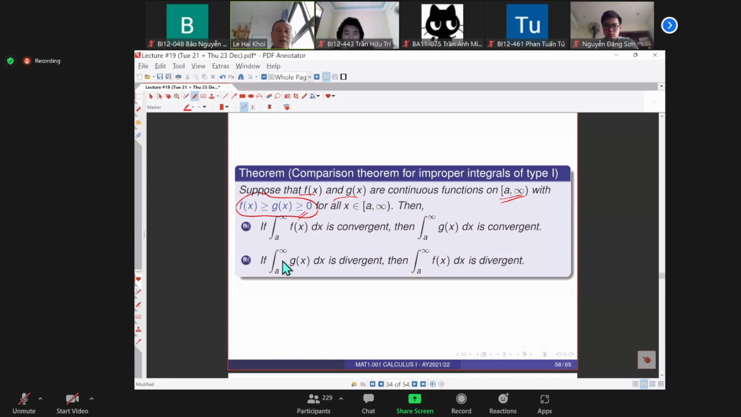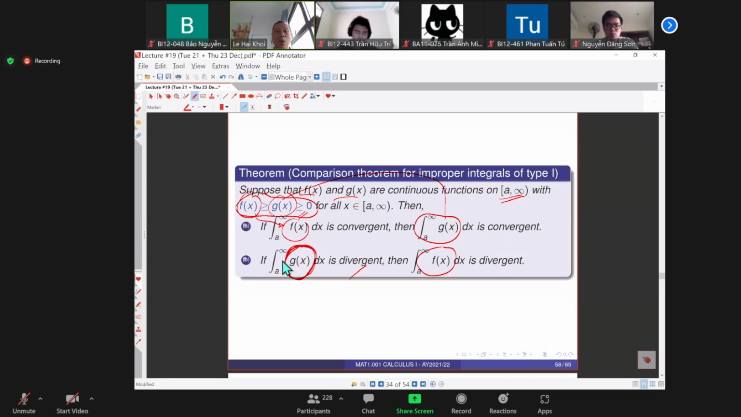If the integral of the bigger function converges, then the integral of the smaller function also converges. But if instead the integral of the smaller function diverges, then the integral of the bigger function also diverges.